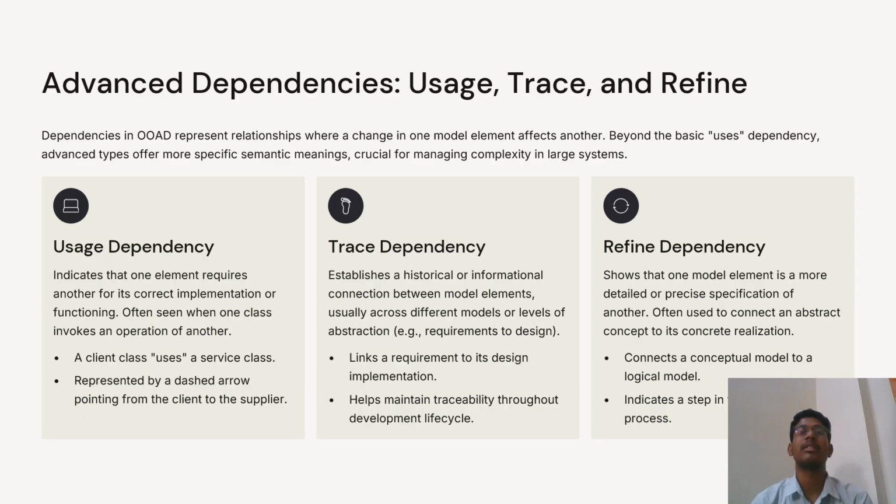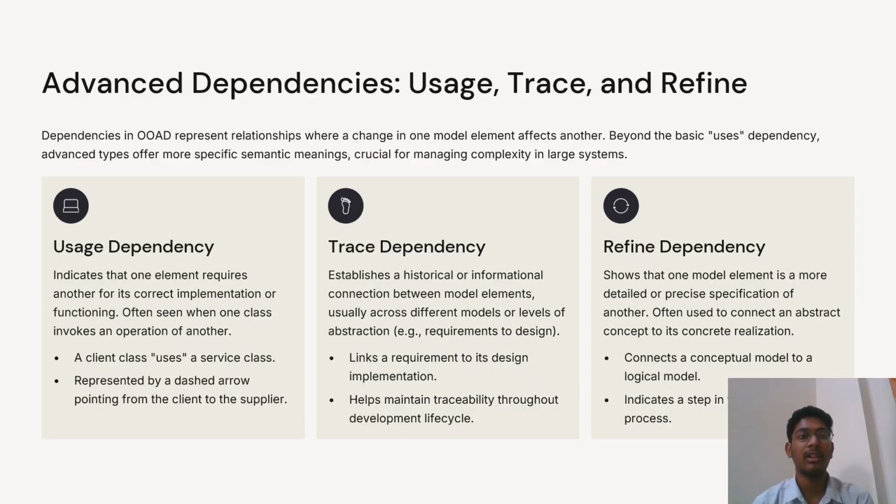Advanced dependencies: usage, trace, and refine. Dependencies in OOAD represent relationships where a change in one model element affects another. Beyond the basics, these advanced types often specify semantic meanings crucial for managing complexity in large systems. And now we will see three: usage dependency, trace dependency, and refine dependency.